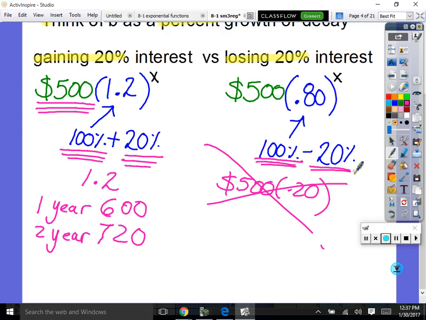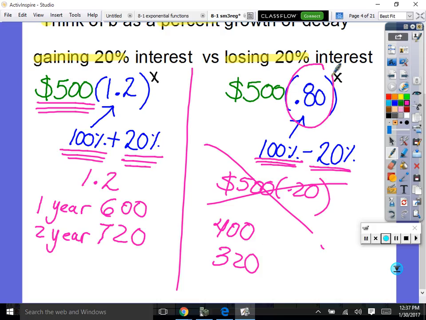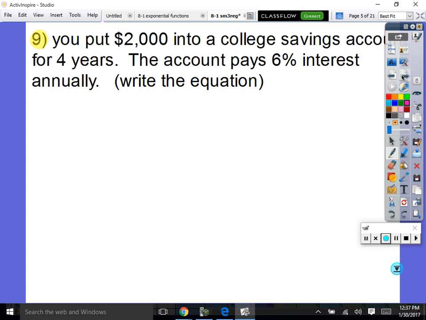So let's plug in after 1 year, how much did that $500 go down to? $400. Let's plug in 2 years. 320. Awesome. Do you see how that's working, everybody? So this is a decay factor of 0.80, but it was decaying by 20%. Does everybody understand? Okay, awesome.